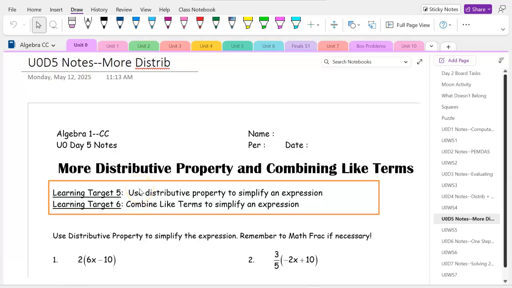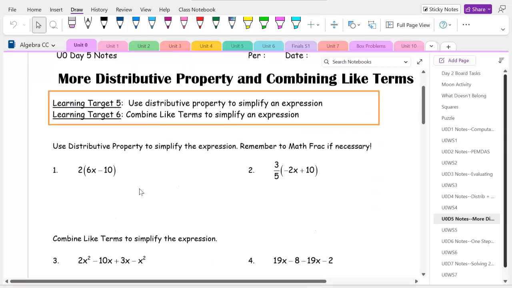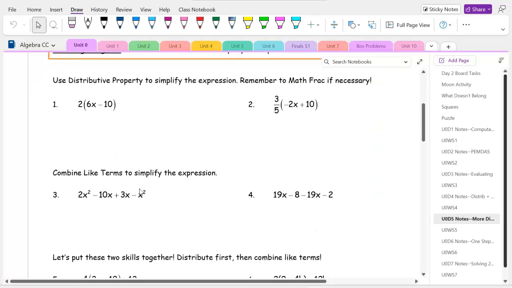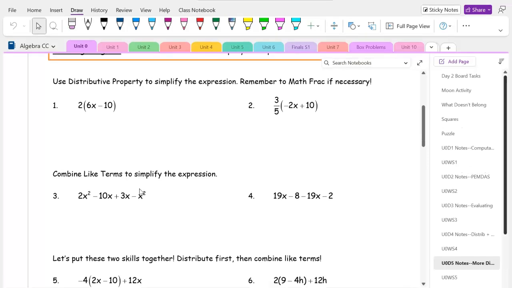Hello, Algebra 1. Today we are going to continue with distributive property and combining like terms. Before we get to the more challenging problems, we're just going to do a quick reminder of some of the basics. So to start off, again, you're always going to take your outside number from the parentheses. You are multiplying it to the inside numbers. Especially be careful about the sign on the inside.